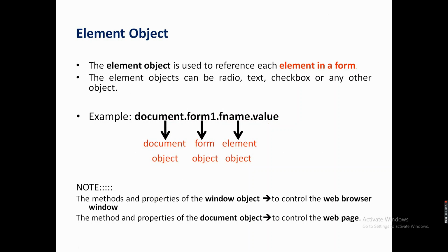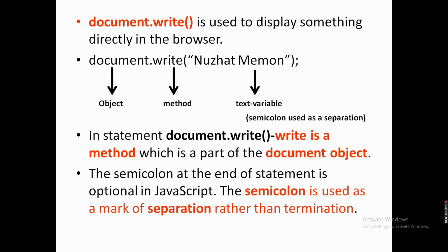Now, if I want to change or control the web browser or window, I will select methods and properties of the window object. If I want to make changes in web pages, I will select the methods and properties of the document object. Now, we will see one more thing. Now see here, if I write document.write, it will display something directly in the browser instead of an alert. On the web page, I will get it.